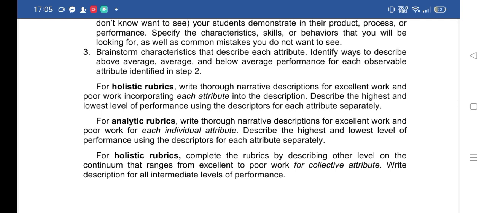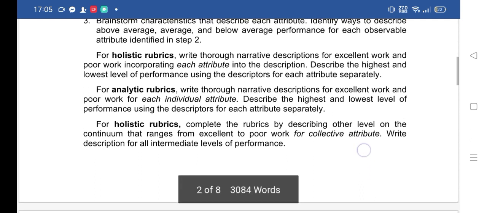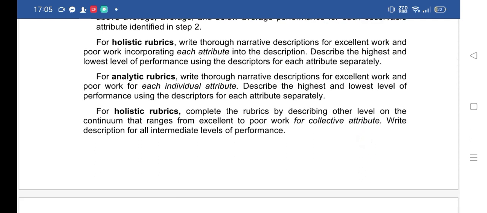So for a holistic rubric, write thorough narrative descriptions for excellent work and poor work, incorporating each attribute into the descriptions. Describe the highest and lowest level of performance using the descriptors for each attribute. And for analytic rubrics, write thorough narrative descriptions for excellent work and poor work for each individual attribute. Describe the highest and lowest level of performance using the descriptors for each attribute separately.